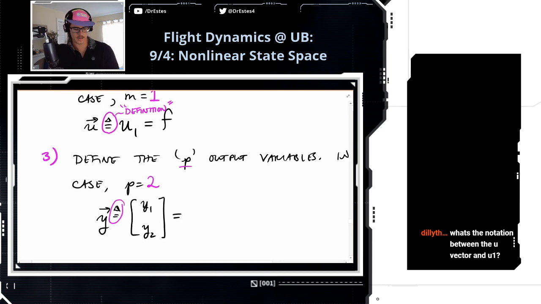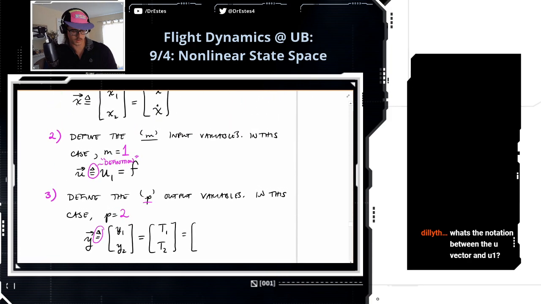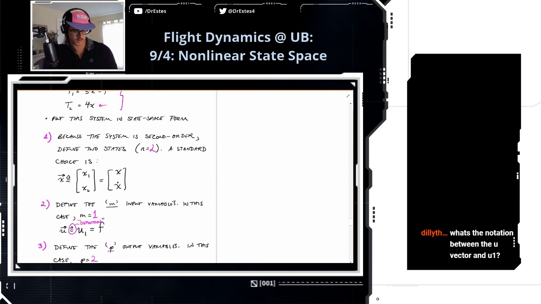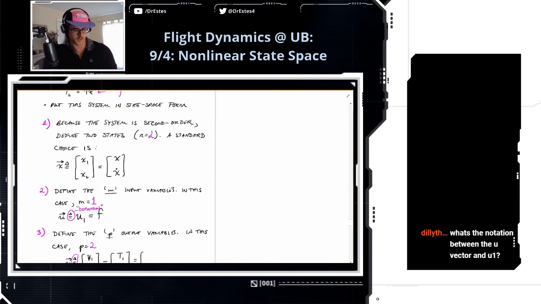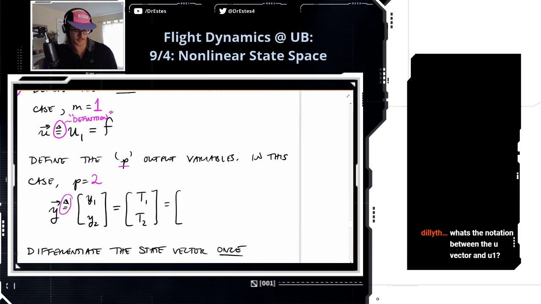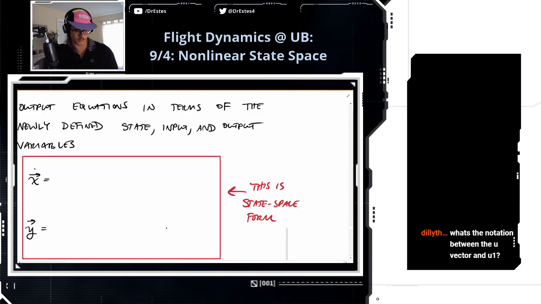So my two outputs, T1, T2. And what the heck, why don't we write out what those were? T1 was 3x dot minus f, and then T2 was 4x. Oh, I keep jumping around.